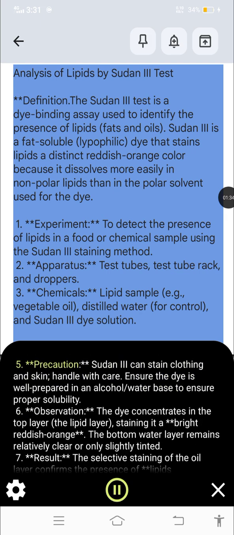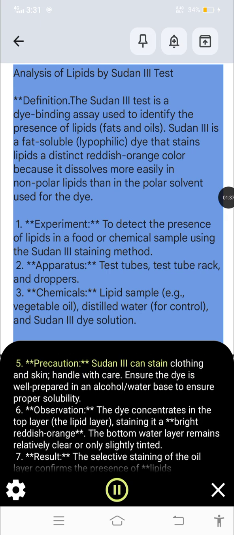5. Precaution. Sudan 3 can stain clothing and skin. Handle with care. Ensure the dye is well prepared in an alcohol-water base to ensure proper solubility.